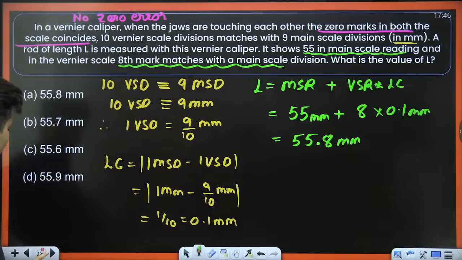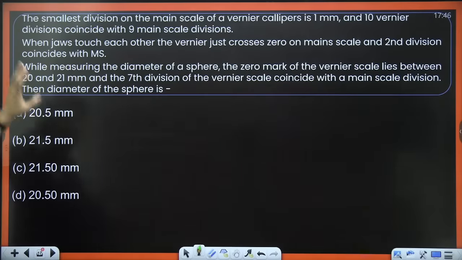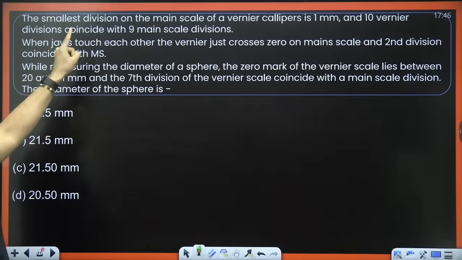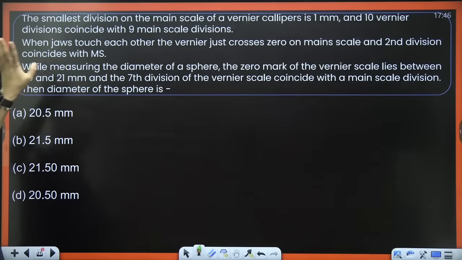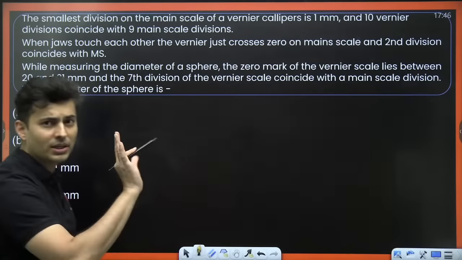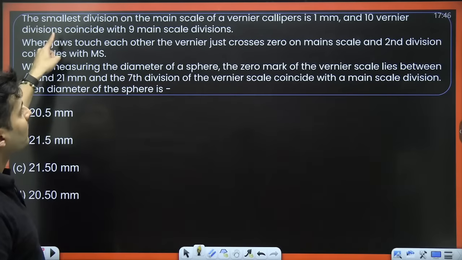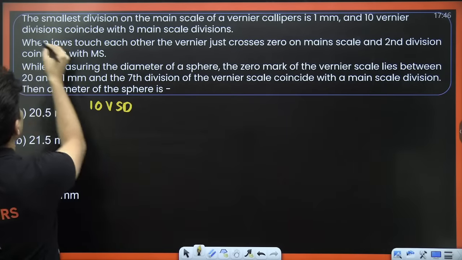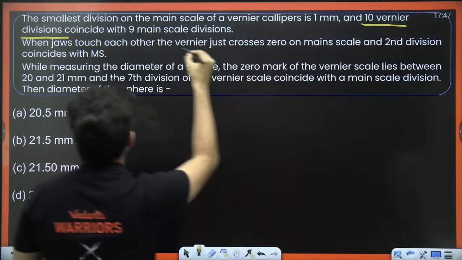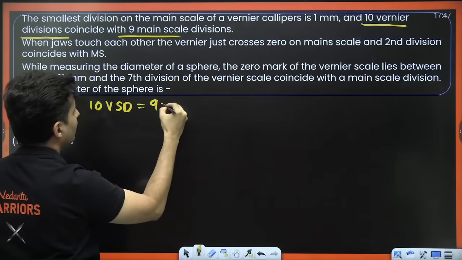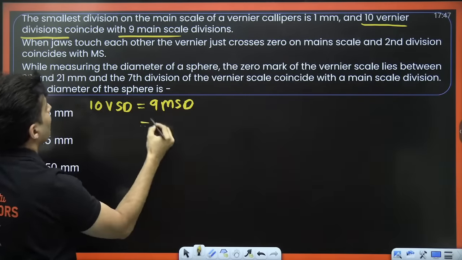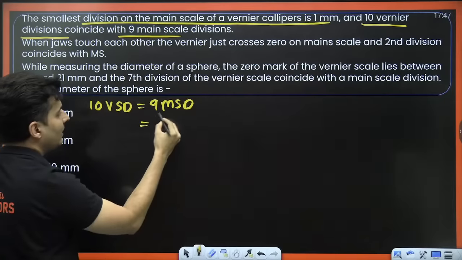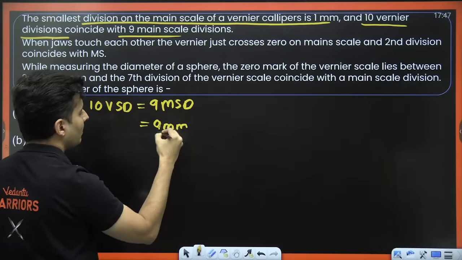Very nice. Let's move on now to the next question coming up on your screen. Smallest division of the main scale of vernier caliper is 1 millimeter and 10 divisions coincide with 9 main scale divisions. Okay, so first thing we'll do is finding the least count, my dear students. Standard procedure. So 10 vernier scale divisions coincide with 9 main scale divisions, and the division on the main scale is 1 millimeter. So 9 divisions will be basically 9 millimeters.